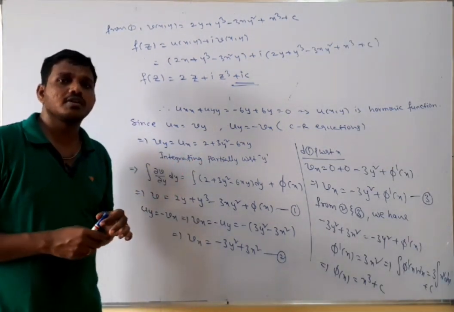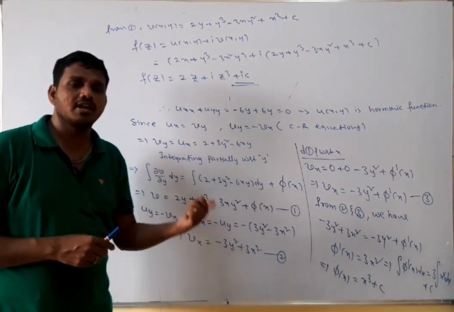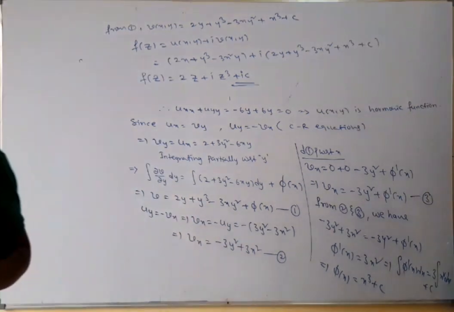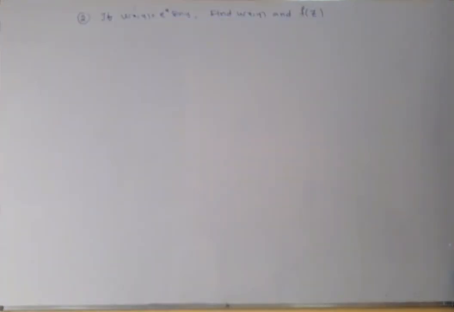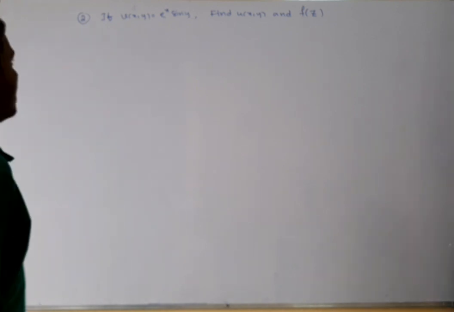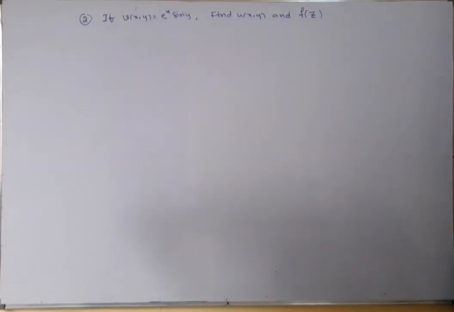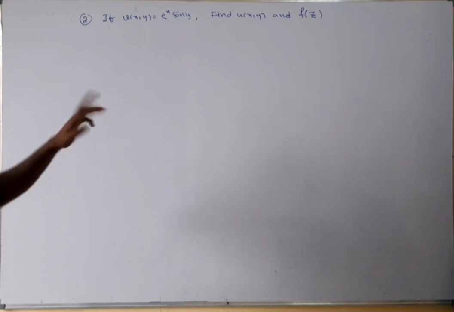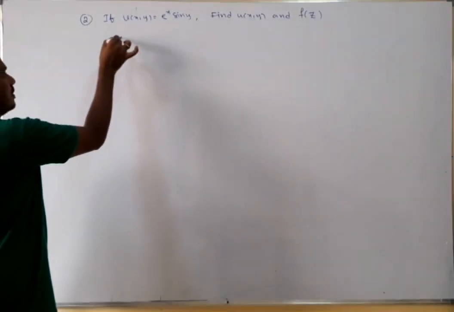Next, we are going to discuss the problem when v of x comma y is given, we can find the u of x comma y. Right. If v of x comma y is given as e to the power of x into sin y, find the harmonic conjugate u of x comma y and the corresponding analytic function f of z. That is the reverse of the previous problem. Right. Now coming to the solution.